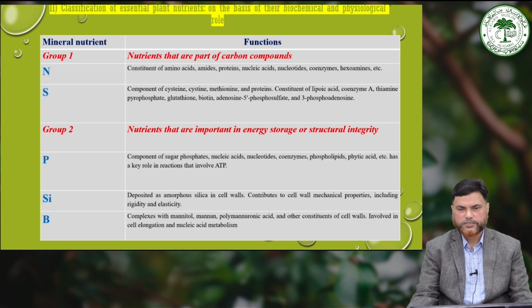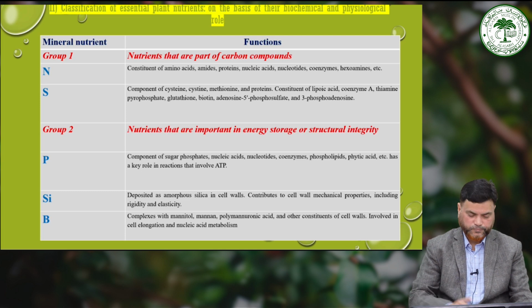The third element present in group 2 is boron, and basically boron complexes with various compounds such as mannitol, mannan and polymannuronic acid, which are constituents of cell wall. In addition to this, boron is involved in processes related to cell elongation and nucleic acid metabolism. The presence of boron is very much essential for proper cell growth and development, as well as maintaining the structural integrity of the cell walls.